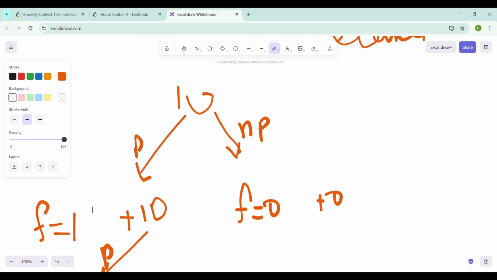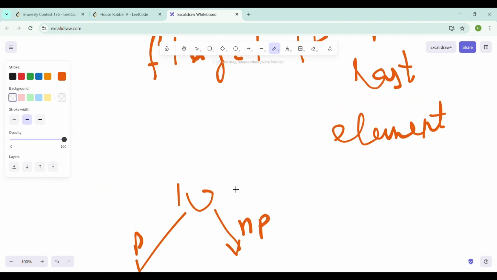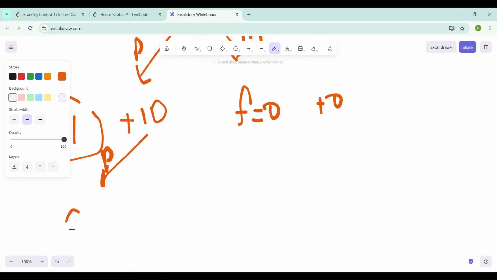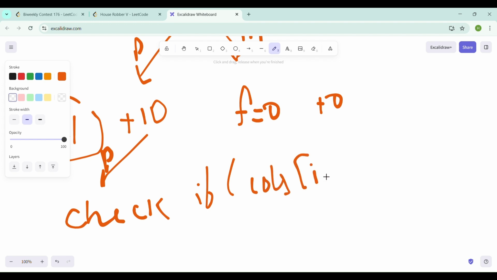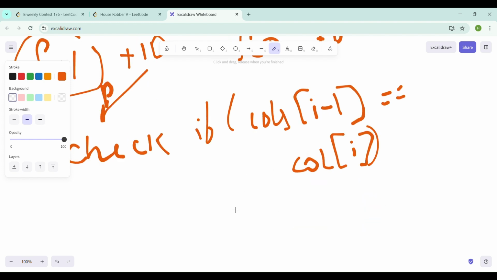So what you will check now is, if your flag is 1, yes, your flag was 1. And if your flag was 1, what do you need to check? You just check my previous element, colors of I minus 1, that is what adjacent means, right? If colors of I minus 1 is equal to colors of I, that means these two values are same. And if these two values are same, then you can't pick. This is the restriction.